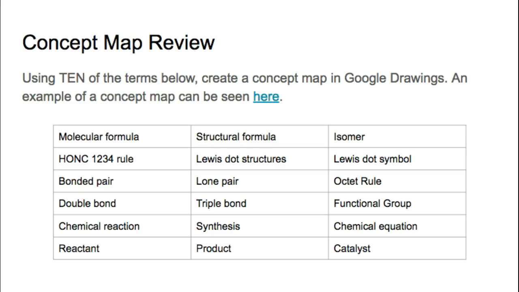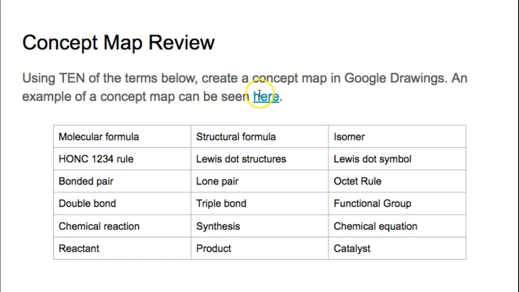Okay, now your assignment is, these are some of the terms we've talked about so far in our lessons. And what I want you to do is create a concept map in Google Drawings. Or I found out today some of you are familiar with the concept map program called Inspire, which you're more than welcome to use if you'd like, or you can use Google Drawings. But you're going to choose 10 of these terms, and you're going to create a concept map showing how they're connected.